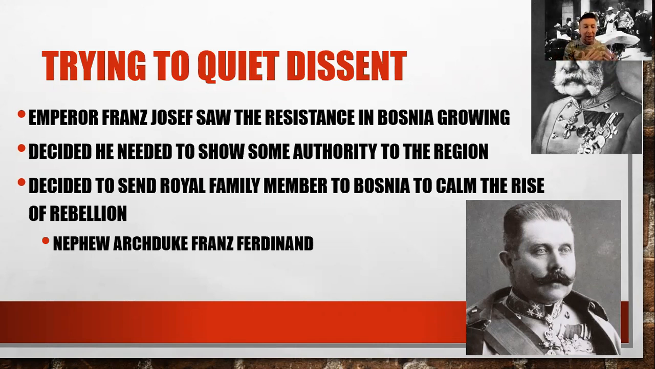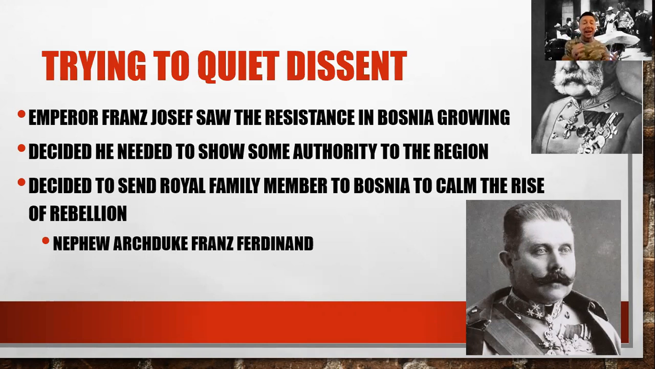Throughout the next 6 years, from 1908 leading up to 1914, you're going to see a series of resistance by the Slavic peoples within Austria-Hungary, particularly in the Bosnia-Herzegovina region. The emperor, Franz Joseph, sees what's going on and he realizes that he can't have a bunch of resistance going on in his empire and he needs to put it down.